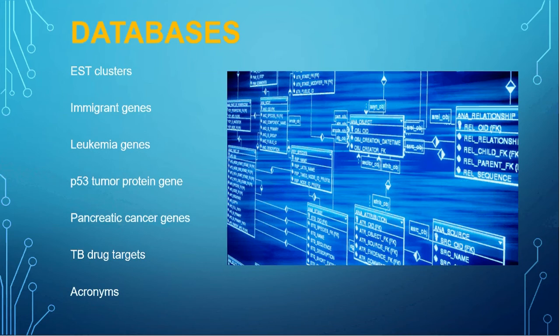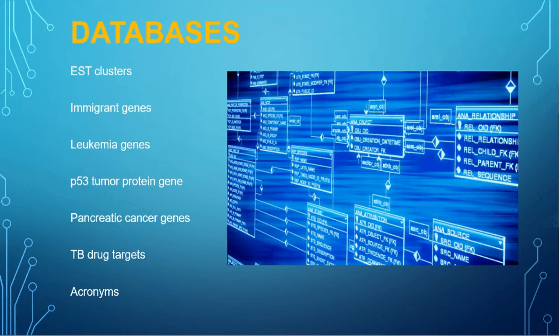So the first one is the EST clusters database. This is a repository of assembled transcript sequences from expressed sequence tags in mRNA. So this is kind of like patterns that will be seen in order to discover new genes from already existing data. The next is the immigrant genes database. This database contains genes that have immigrated or been transferred from one species to another. So what this would be used for is to track certain genes that over the years have mutated or evolved to jump from one variable species to the next.